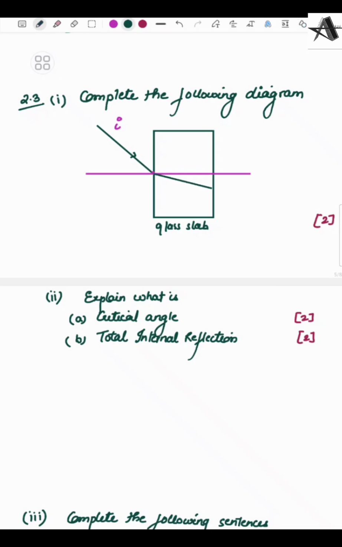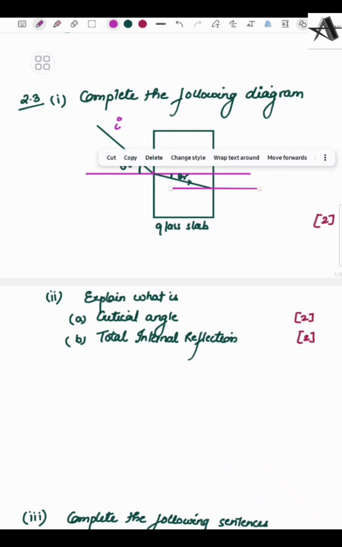This is definitely a refracted ray. This angle which it makes with the normal is called angle of incidence, and that which it makes with the refracted ray is angle of refraction. Now again the refraction will occur because now it's leaving the glass slab and again moving to a different medium. So we have to draw a normal.